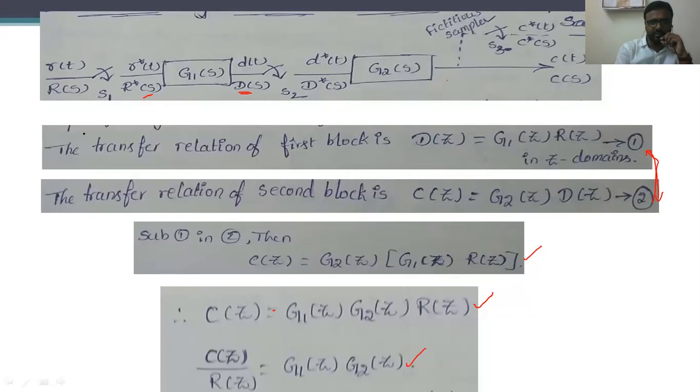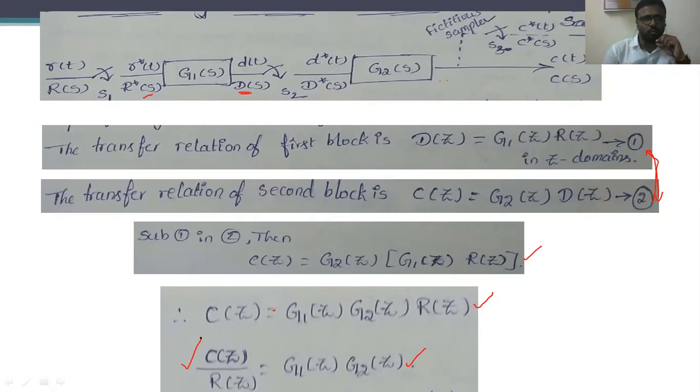That is, we have derived the expression for the first block. The output of the first block is D of S, that is R of S into G1 of S. After applying the Z transform, it is going to be converted as D of Z, that is R of Z into G1 of Z. In a similar fashion, the output of the second system is C of S, which is obtained as D of S into G2 of S. Applying the Z transform, we get C of Z is equal to D of Z into G2 of Z. Just substituting the value of D of Z in C of Z, we get C of Z as G1 of Z into G2 of Z into R of Z. Taking this R of Z to the other side, we get the pulse transfer function of the two systems placed in the cascaded position and separated by a sampler S2: C of Z divided by R of Z is equal to G1 of Z into G2 of Z.